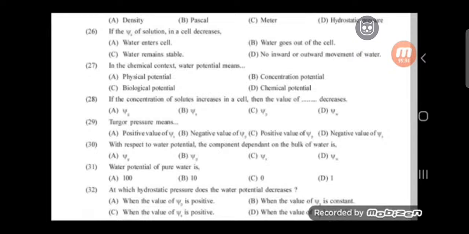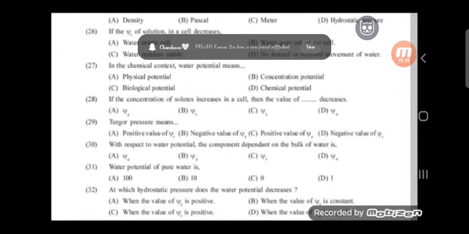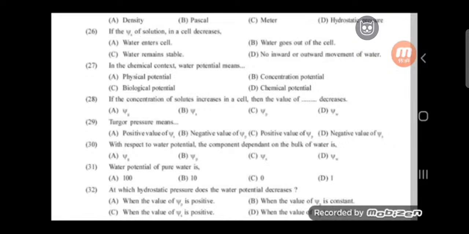Next, let us come to our next question, that is question number 30. Here they have asked: with respect to water potential, the component that depends on the bulk of water is water potential S, or water potential P, or water potential S, or water potential W. Which one have they asked? For this, your time starts now.